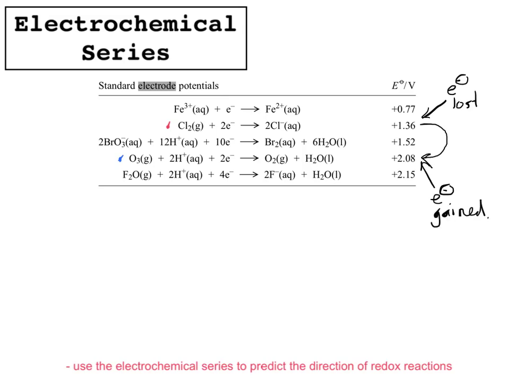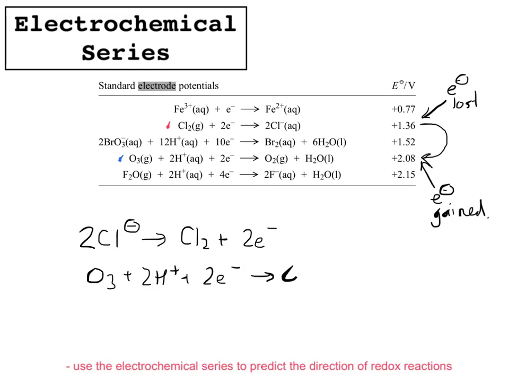from the chlorine electrode, and electrons are going to be gained by the ozone electrode. If we look at the two half equations, you can see that all the half equations are written as if the thing is being reduced. So the Fe3+ is being reduced, the chlorine's being reduced, and so on, because the electrons are being added to the reactant side. So if electrons are being lost, the half equation where the electrons are being lost needs to be switched around. We can write our two half equations as 2Cl⁻ goes to make Cl2 plus 2 electrons, and O3 plus 2H⁺ plus 2 electrons goes to make O2 plus H2O.